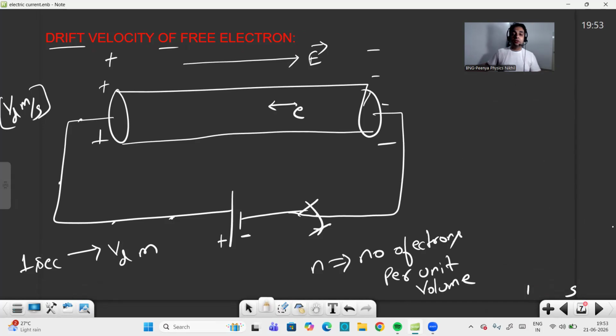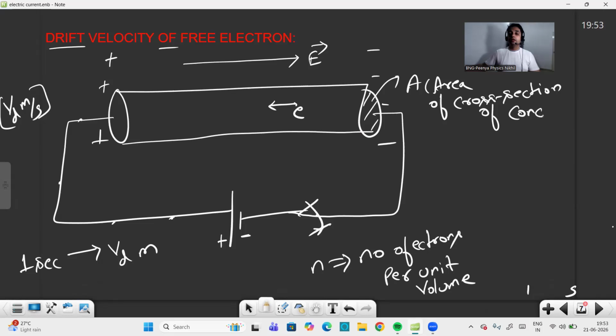And for this cross section I consider A. A is the area of cross section of the conductor. Now, if it is moving with Vd meter per second, in 1 second it is moving Vd meter. So just see here, it covers Vd meter here. So in 1 second it moves Vd meter.